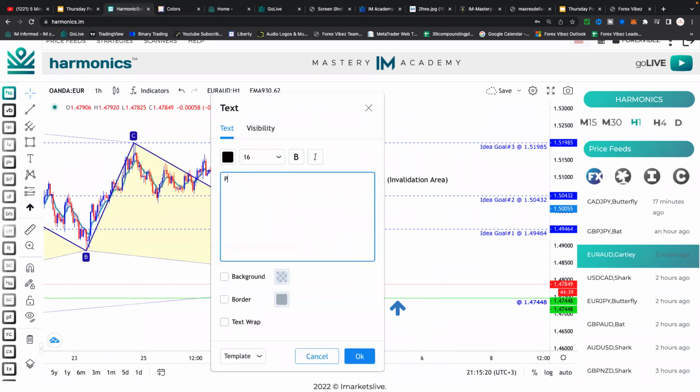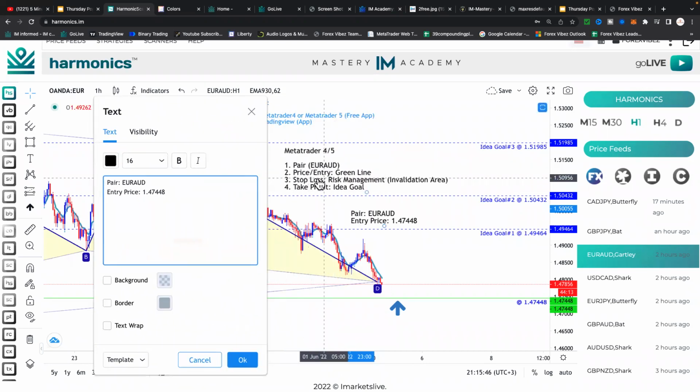All right, so we know our pair. So we're over in MetaTrader 4. All right, EUR AUD. We know our entry, or our price. Where is it? The green line. I want to come over and just copy this number. I'm saying it one more time: copy this number. So my entry is going to be 1.4747448.